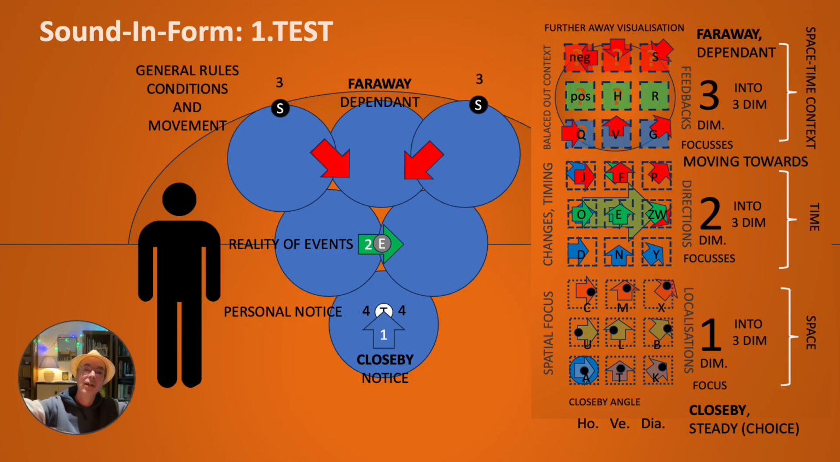The S is then this far away, general rules actually. So after the reality of events, you see how much it fits into the general rules, and then what's the conclusion? Then you can come back to the personal place. And that's what you do in test.